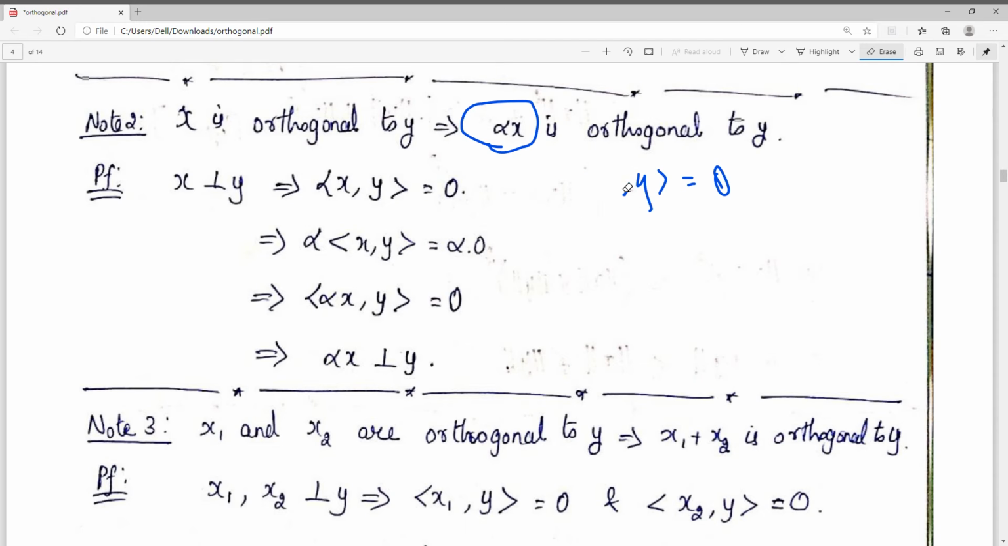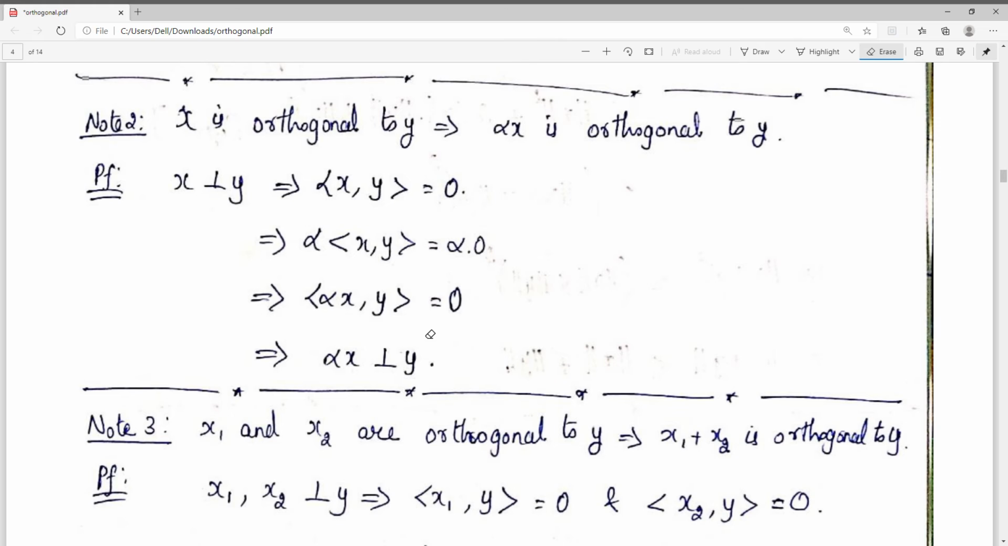First, let's take what is given. What is given? x is orthogonal to y. So x is orthogonal to y, by the definition, implies the inner product x comma y is equal to 0. Next step, we simply multiply both sides by alpha: alpha into inner product x comma y is equal to alpha into 0. Next, we take this alpha inside the first term. Therefore we get the inner product alpha x comma y is equal to 0.